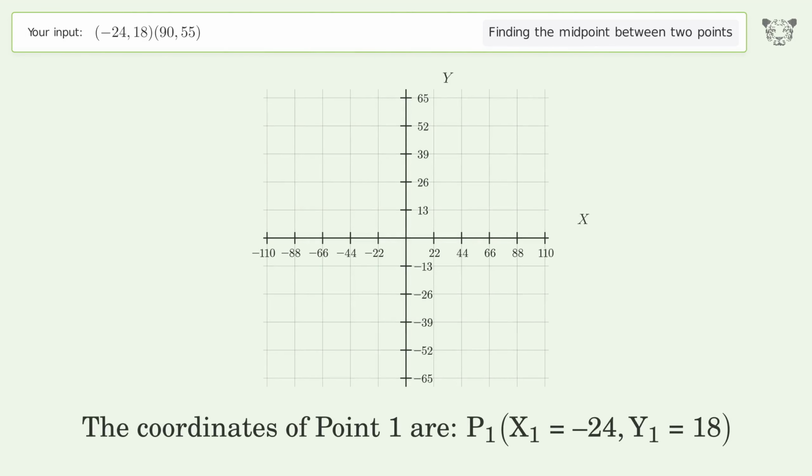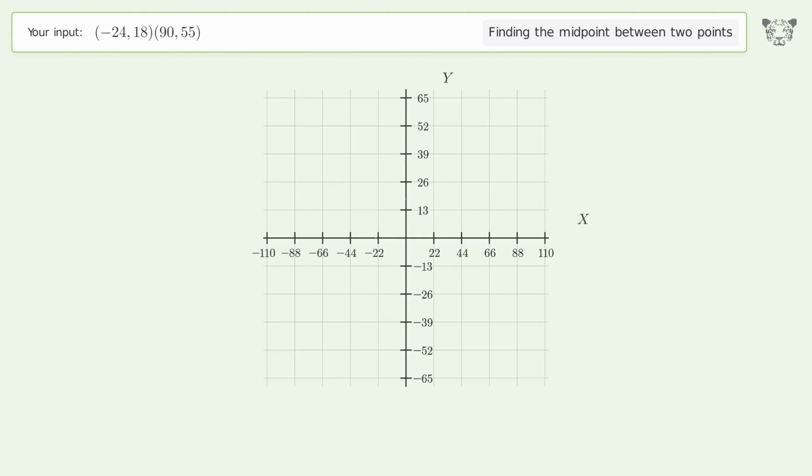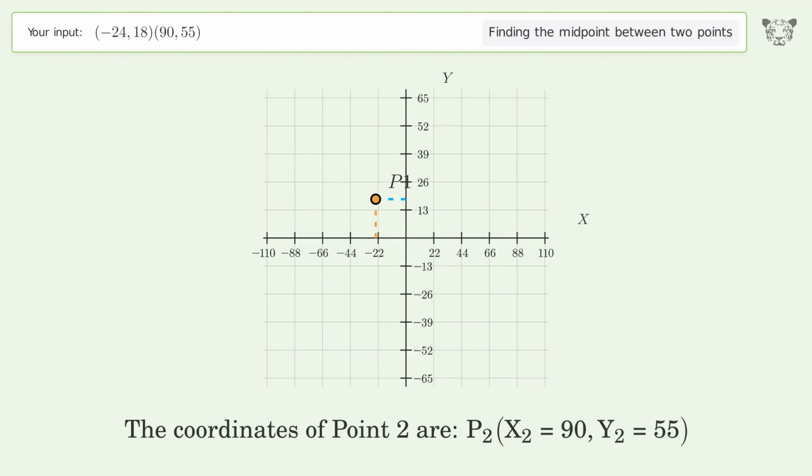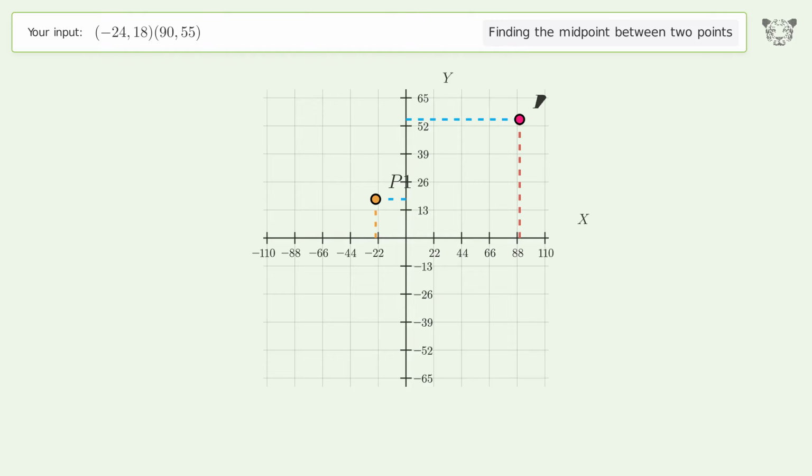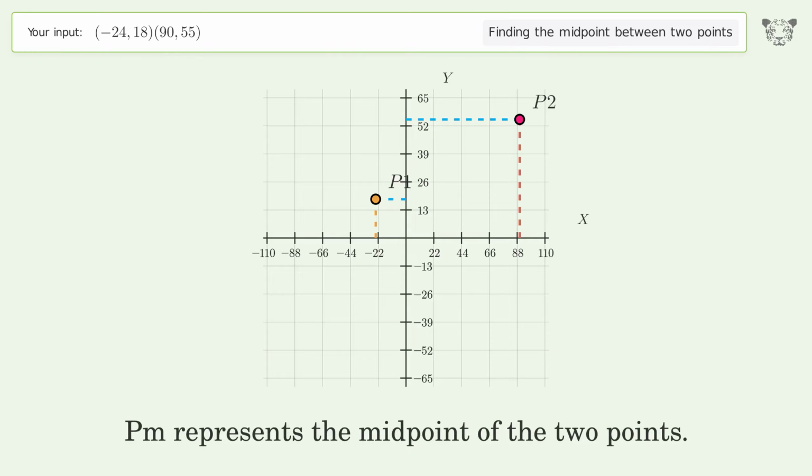The coordinates of point 1 are, x1 equals -24, y1 equals 18. The coordinates of point 2 are, x2 equals 90, y2 equals 55. PM represents the midpoint of the 2 points.